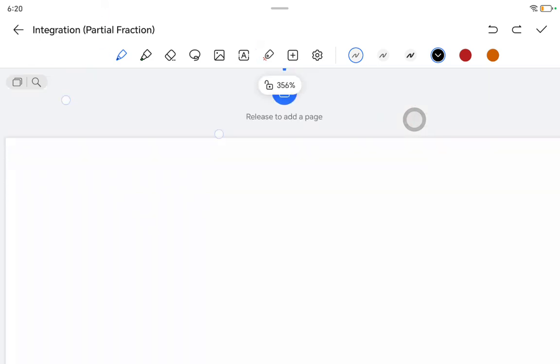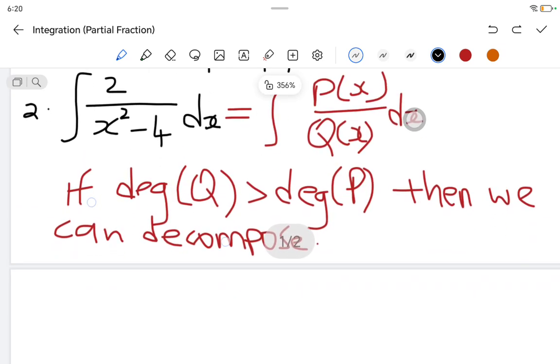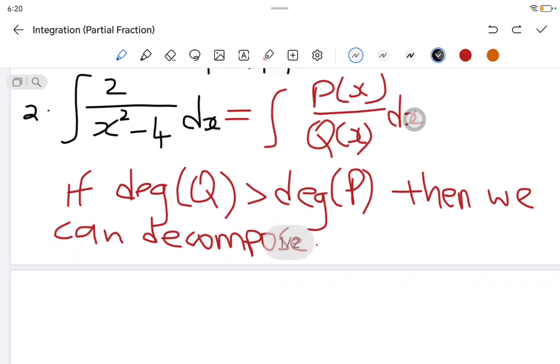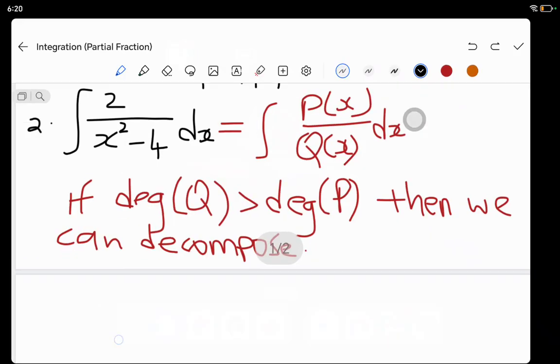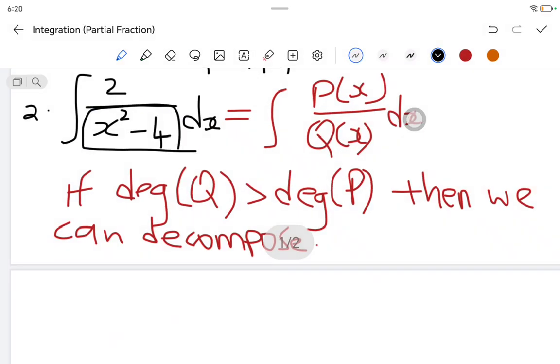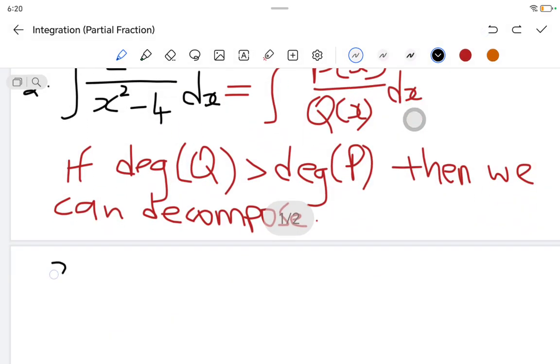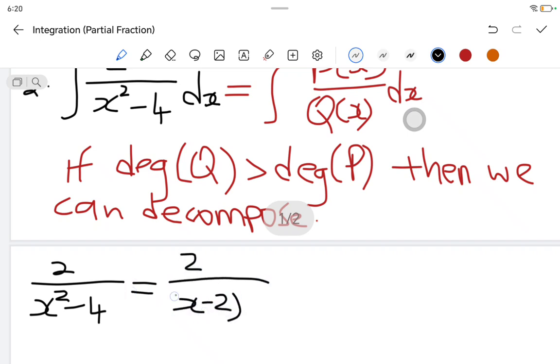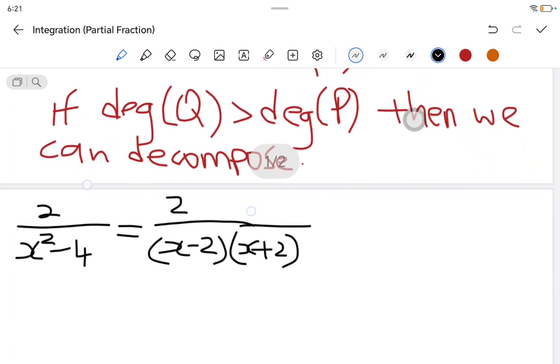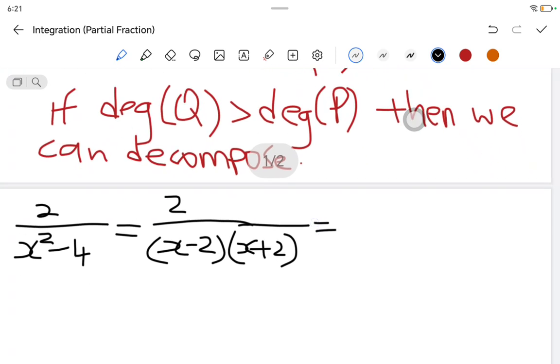We say that indeed we are allowed to decompose. It means that the next question you ask yourself, remember I said, is whether the denominator can be factorized. So are we able to factorize the denominator? Let's check that. This is the same as 2 over x minus 2, x plus 2. You see, right? So we're able to factorize this.